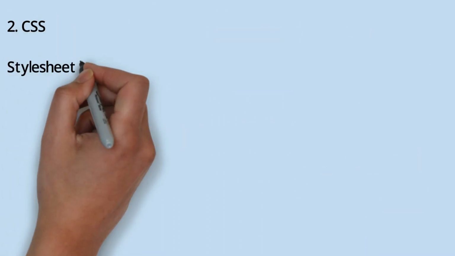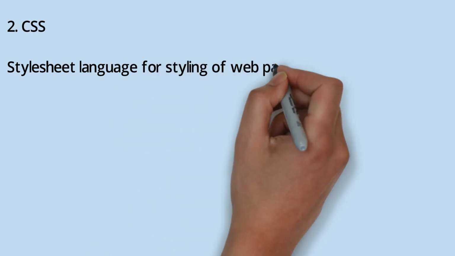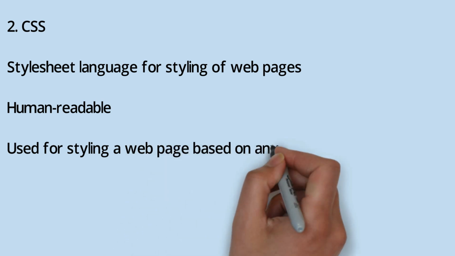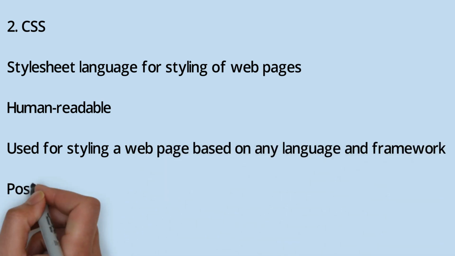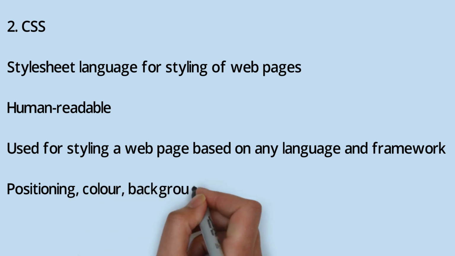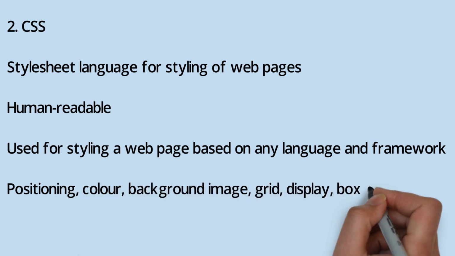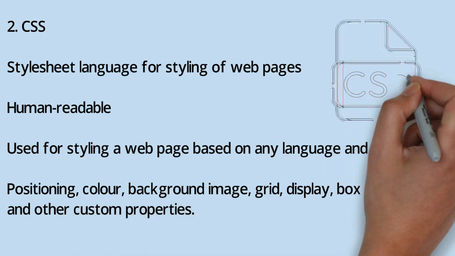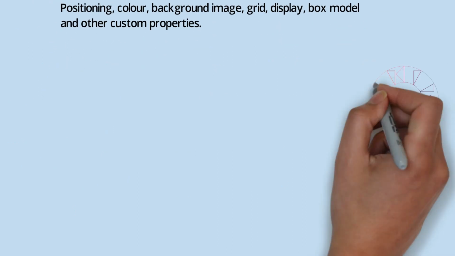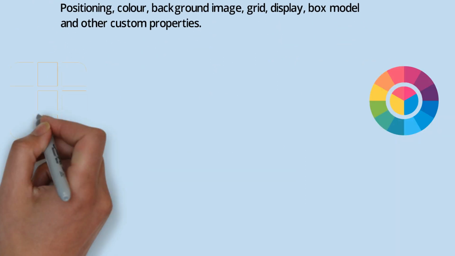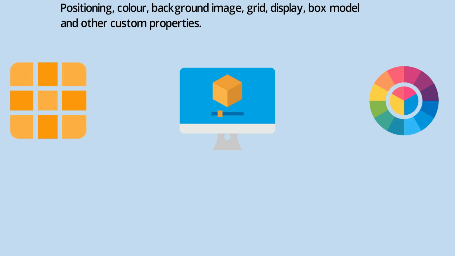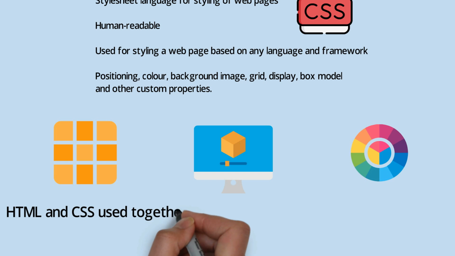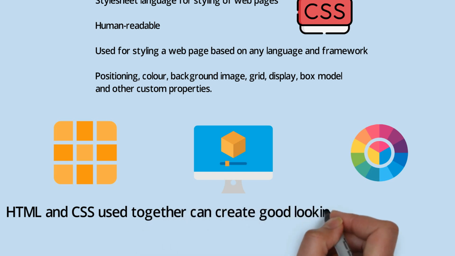CSS. CSS is also not a programming language but a style sheet language for styling of web pages. CSS is also human readable. CSS is used for styling a web page based on any language and framework. Without CSS, you will have a bland collection of HTML elements with no colors and font styles. Some of the CSS elements include positioning, color, background image, grid, display, box model, and other custom properties. With HTML and CSS, you will be able to make good-looking static web pages.